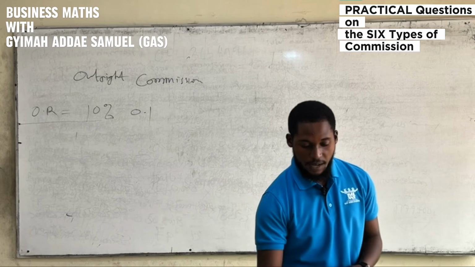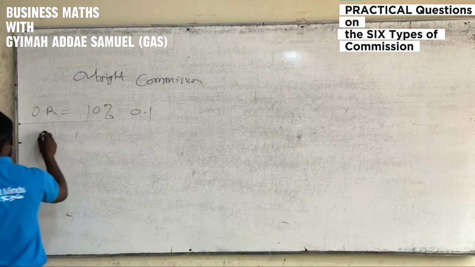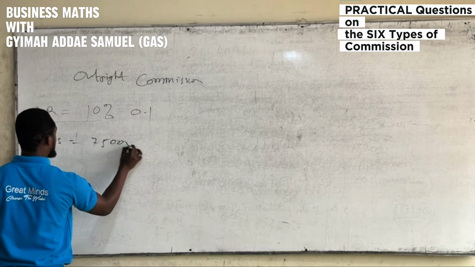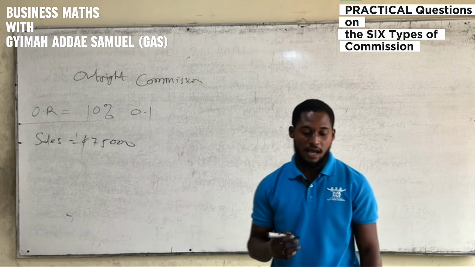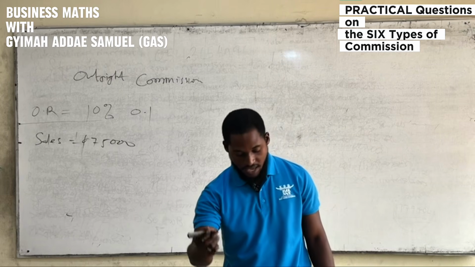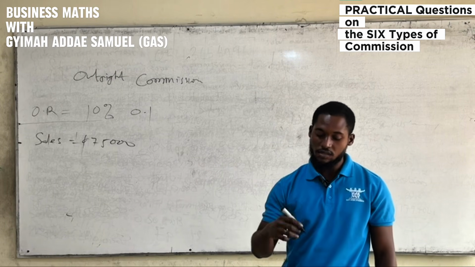It says a retailer purchased goods worth 75,000 Ghana cedis, so 75,000 is our sales. Calculate the outright commission and the net amount payable.